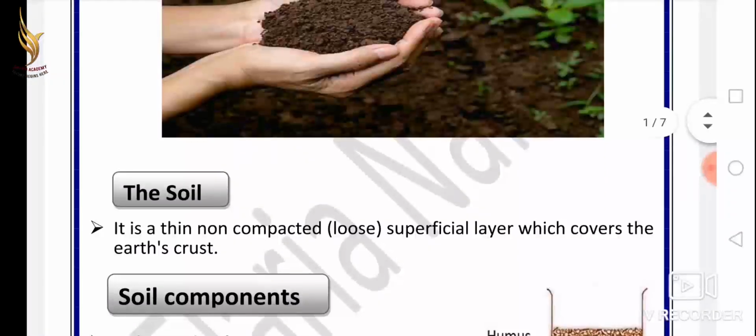Soil, it is a thin, non-compacted. Non-compacted means loose. Okay? Superficial layer. Superficial means upper layer, which covers the earth's crust. Earth's crust means earth's surface. So, soil, it is a thin, non-compacted, superficial layer which covers the earth's crust. Okay? All earth's surface or earth's crust is covered by soil.